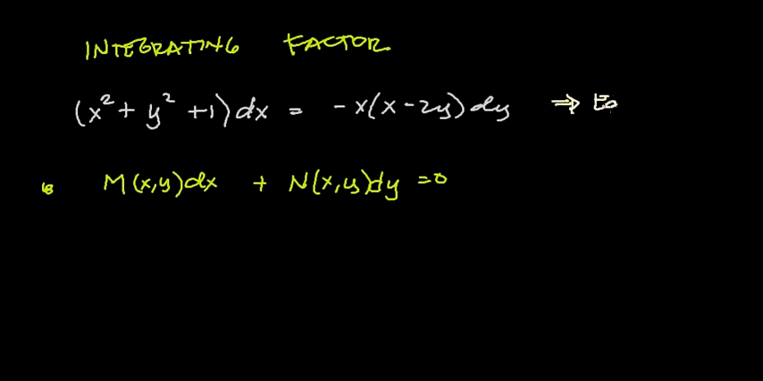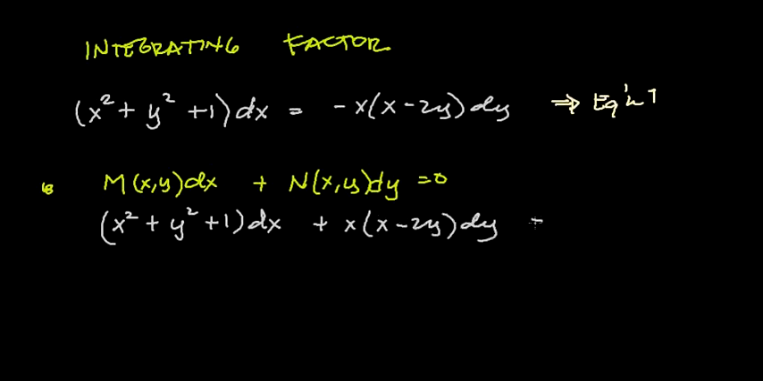Let's name this our equation 1. From equation 1, we only need to transpose this part to the other side of our equation, making it positive. So we have x squared plus y squared plus 1 dx plus, we make this positive since we move it to the other side, x times (x minus 2y) dy is equal to 0. As you can see, we are now in this form, and we can simply determine where our M and our N are.